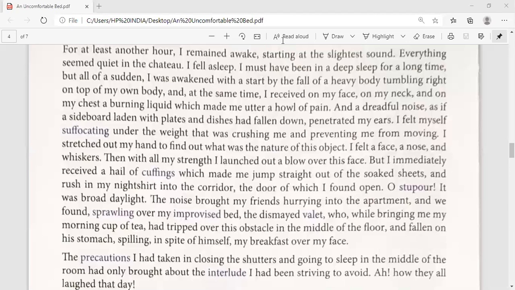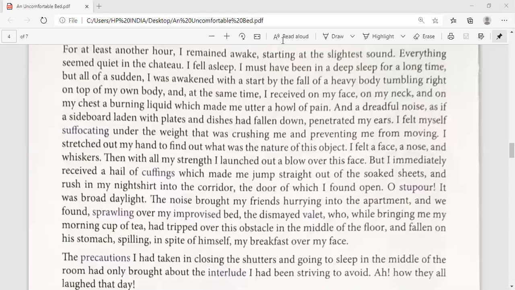"But all of a sudden I was awakened with a start by the fall of a heavy body tumbling right on the top of my own body." So suddenly he just woke up, because there was one heavy body. There was complete darkness in the room, as you know that he drew the curtains, put a chair in front of the curtain, and blew out all the candles. So there was no light at all. He woke up because one heavy body fell on him. Tumbling means falling. So one body fell upon the body of the narrator.